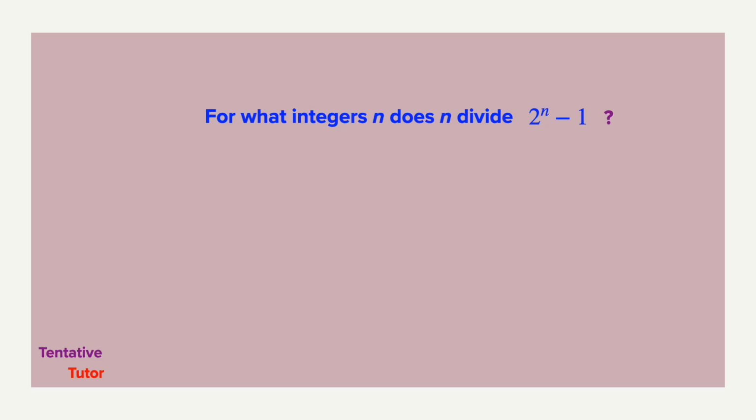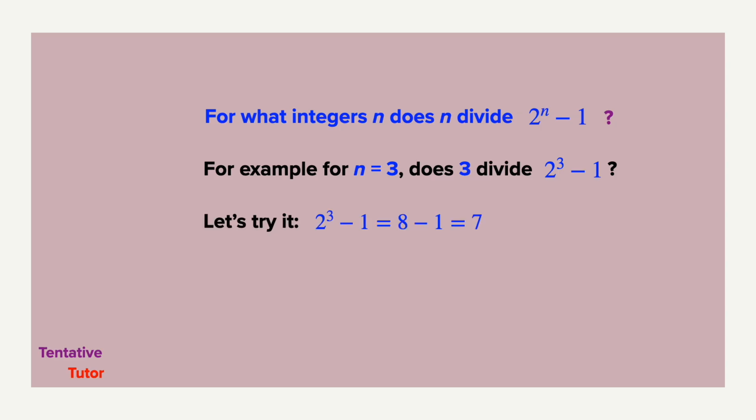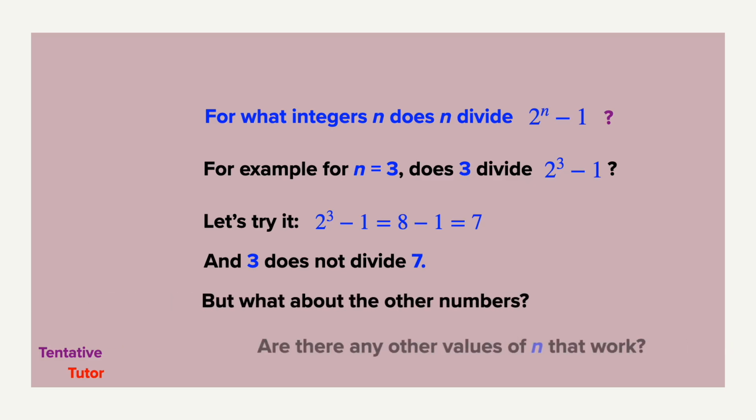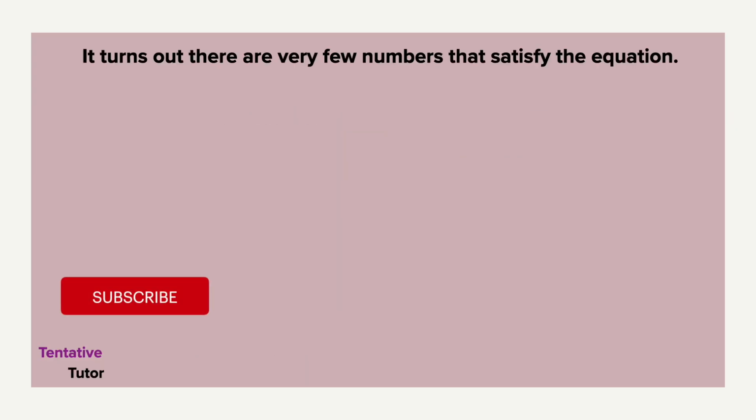Let's try out some examples, starting with n equal to 3. Does 3 divide 2 cubed minus 1? Let's give it a try. 2 cubed minus 1 is 8 minus 1, which is 7. But 3 doesn't divide 7, so that doesn't work. But what about the other numbers? Could there be any other that work? Actually, there are very few numbers that will satisfy this equation.